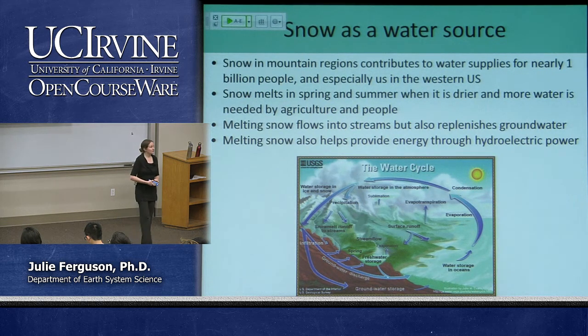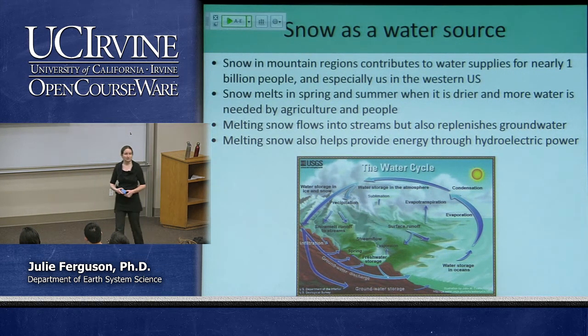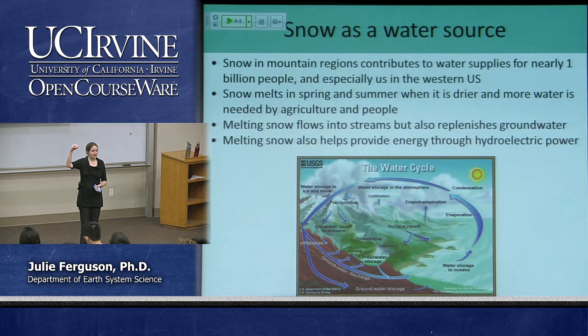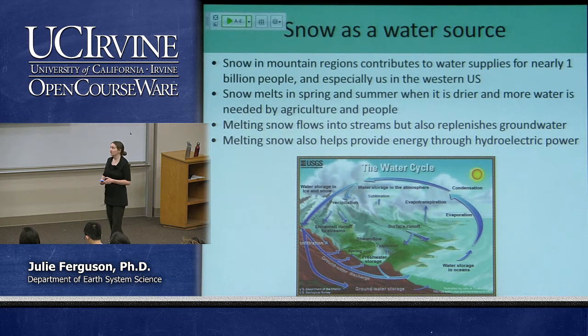Not only that, but we also have hydroelectric power generation all along our Pacific coast. What that does is it takes that water and uses the gravity that's moving that water downhill to turn turbines and generate electricity. So we also need our water for that.